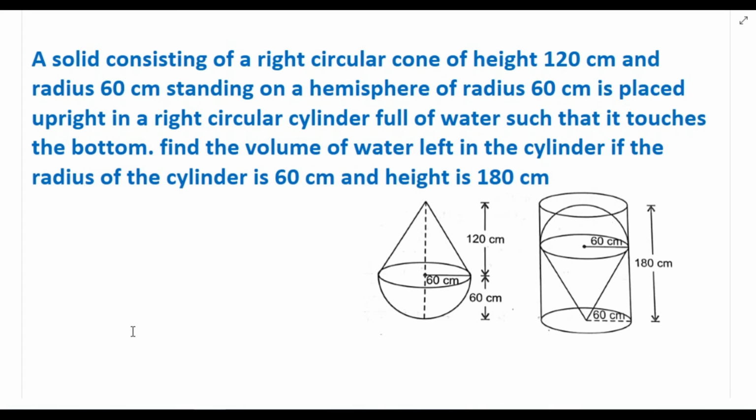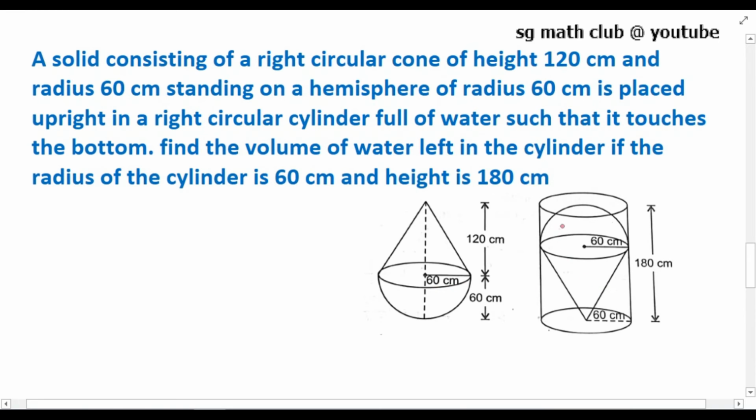Next question. A solid consists of a right circular cone of height 120 centimeter. So a cone of height 120 centimeter is standing on a hemisphere of radius 60 centimeter. You can see it is standing on a hemisphere of radius 60 centimeter. It is placed upright in a right circular cylinder. So this full thing is placed upside down in a right circular cylinder. So the hemisphere will come up, the top of the cylinder touches the bottom, and the cylinder is full of water.